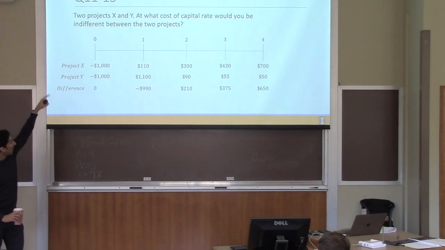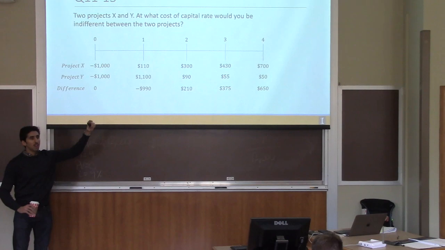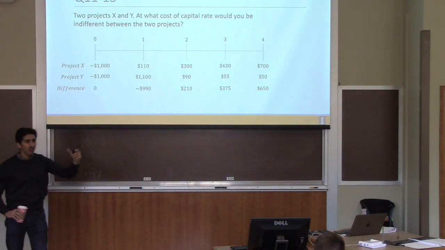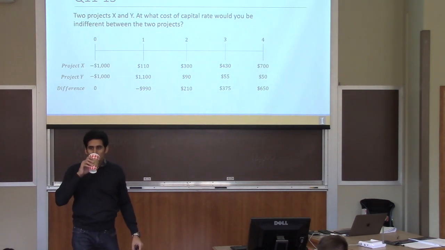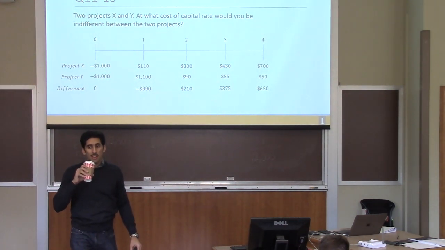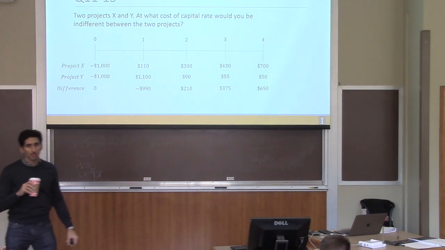Just talk it through again. You have two projects. You calculate the difference in cash flows. You plug it into your financial calculator and you calculate the IRR. Quick question. You mentioned before with IRR that you can't use it for non-normal projects. Wouldn't this be a non-normal project?